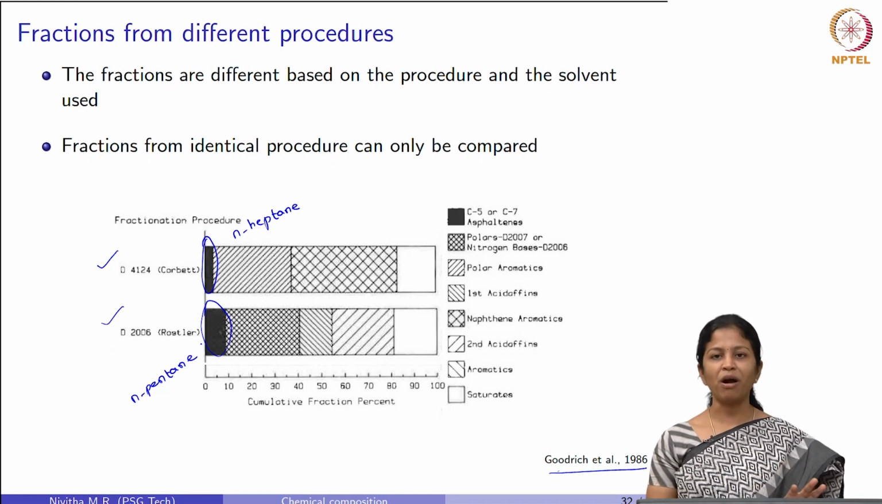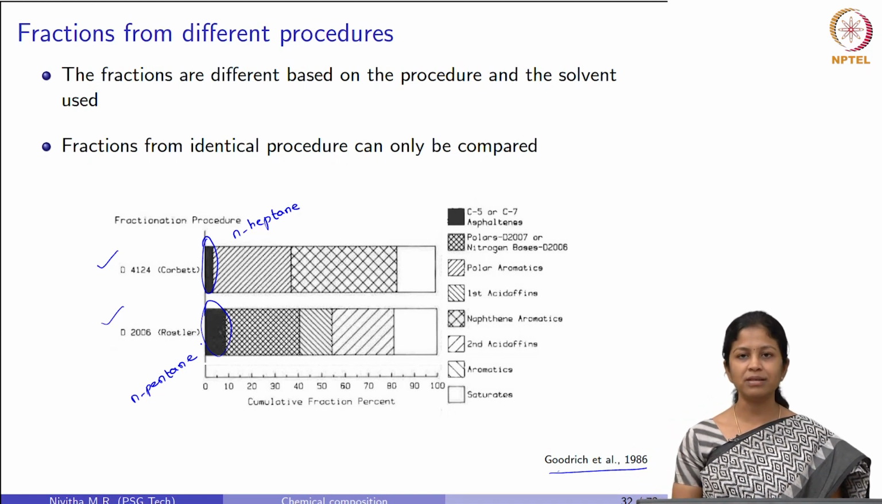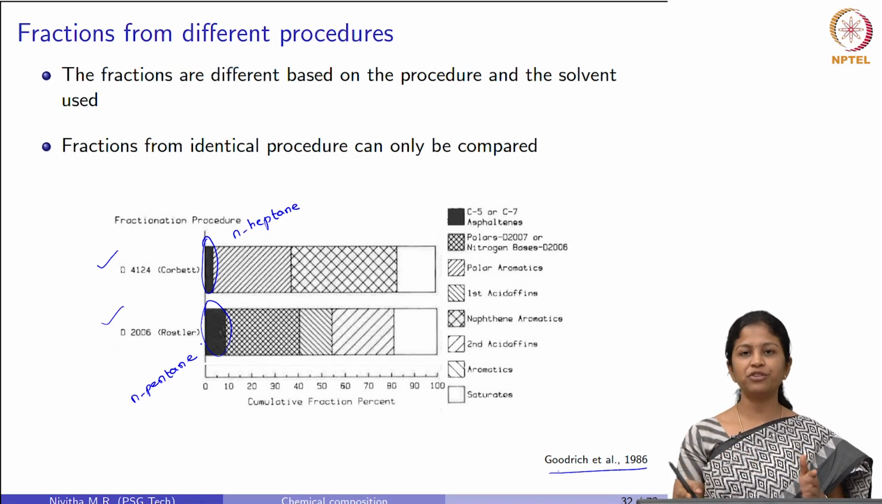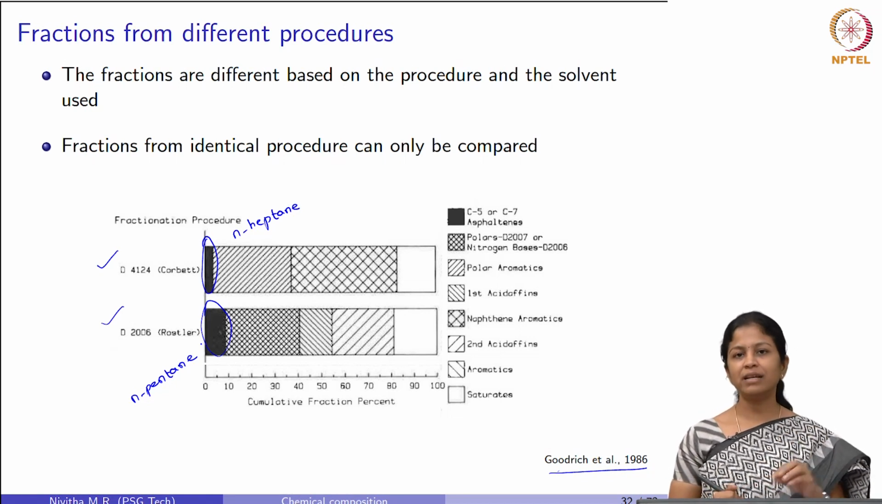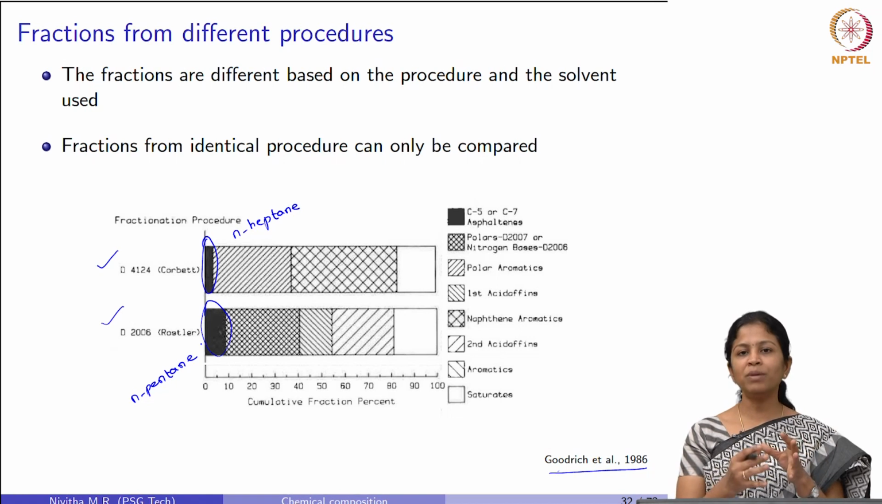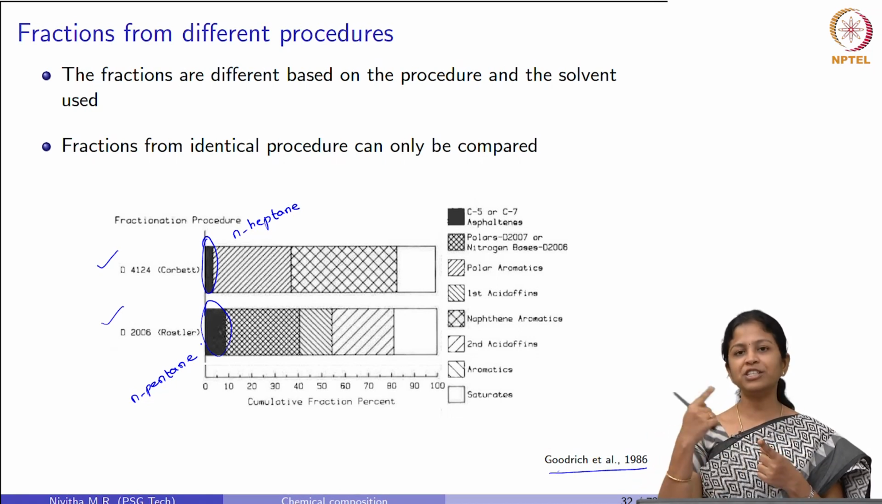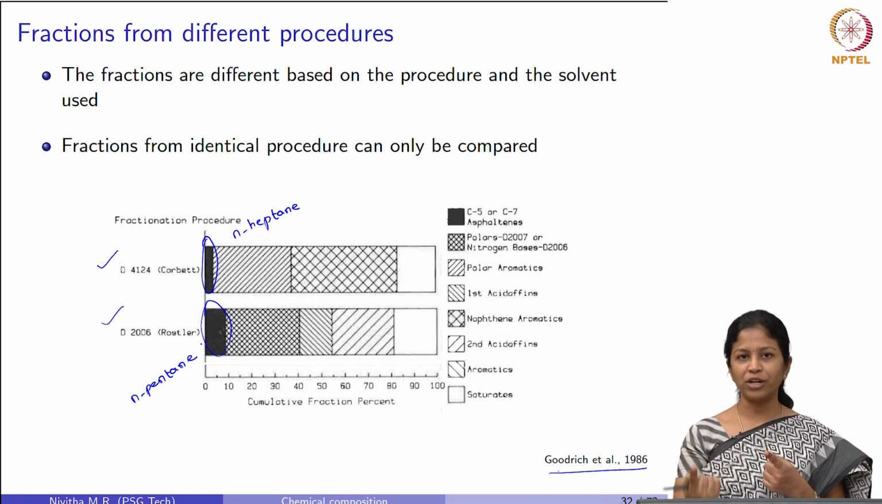So, the ultimate point which we are trying to convey here is that different fractionation procedures use different solvents and the procedures are completely different. So, all of these fractions are completely solubility based. So, how much this particular fraction can dissolve in a particular solvent. If I change the solvent, the affinity is going to change. So, my proportions will be completely different.